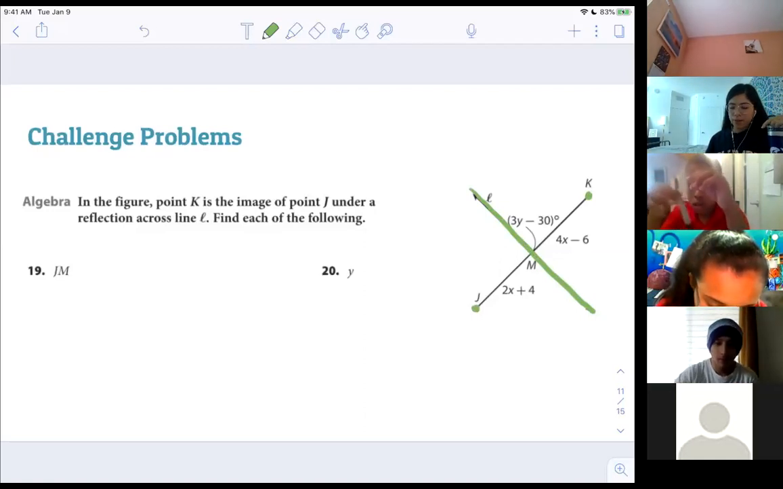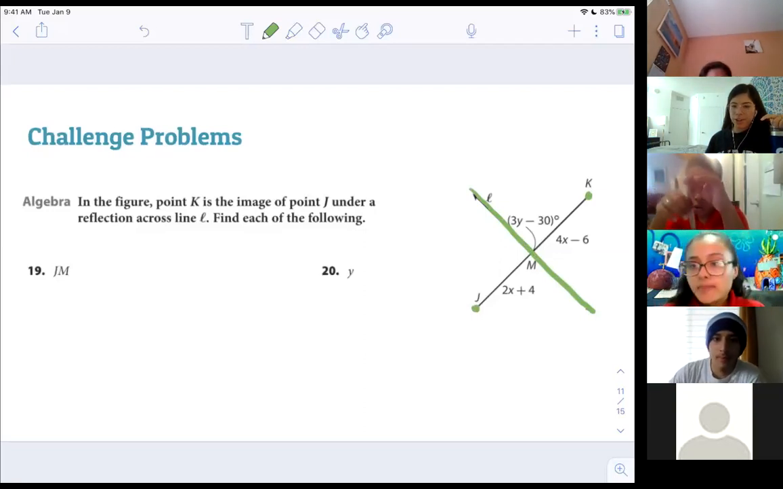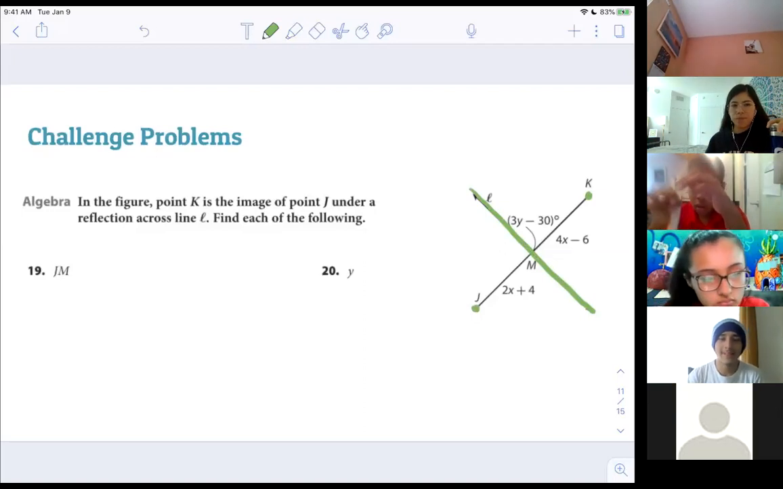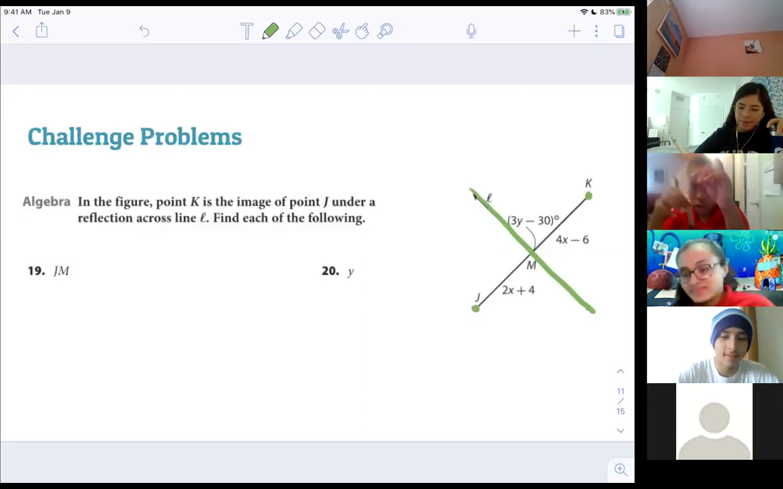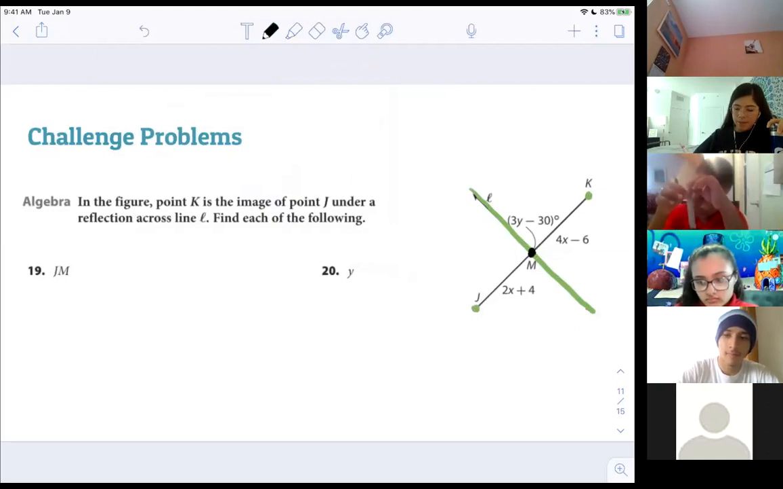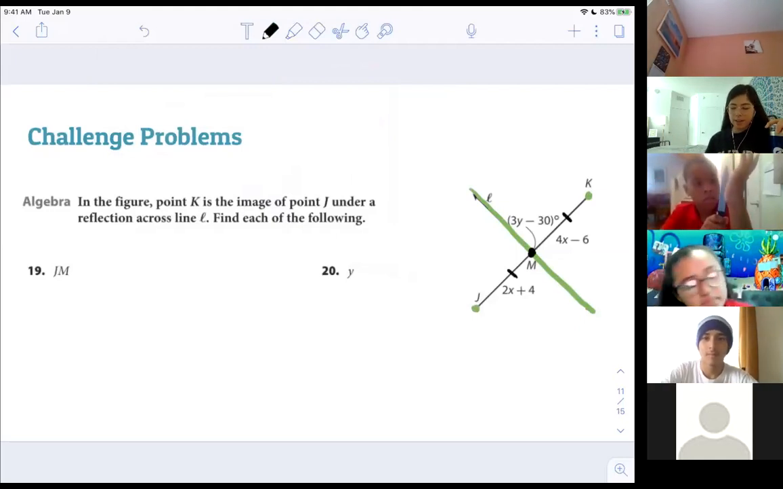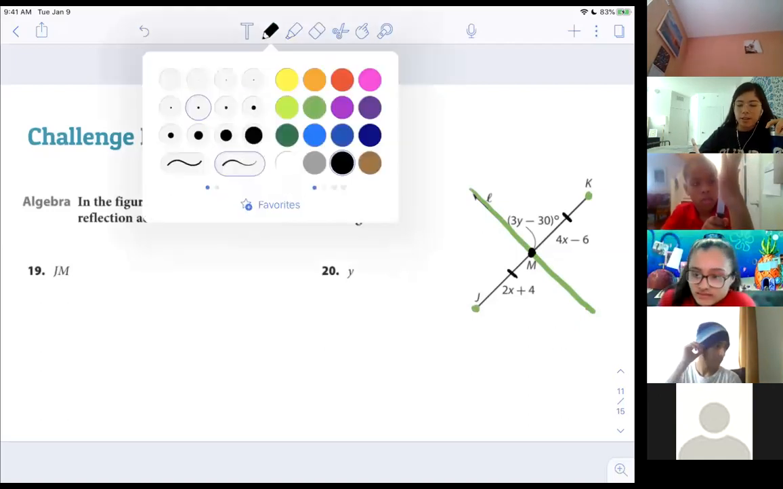What do we know about reflections? So what has to be true about J and K? It has to be even. It has to be even, exactly. So we know that from J to M, the midpoint, this distance has to be the same as K to M, the other half, right? Because the line of reflection cuts everything in half. It's a perpendicular bisector.